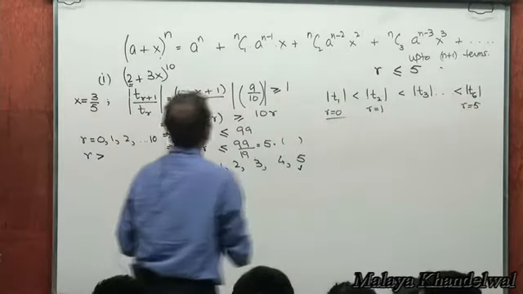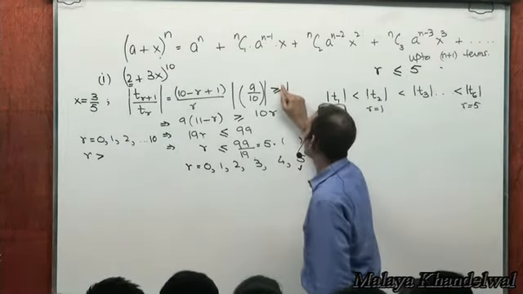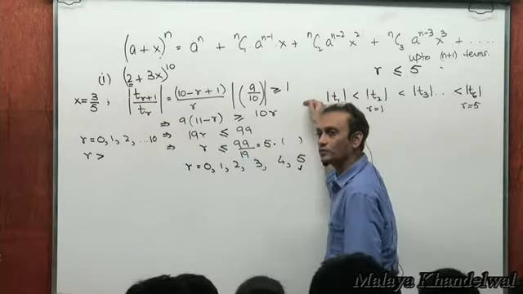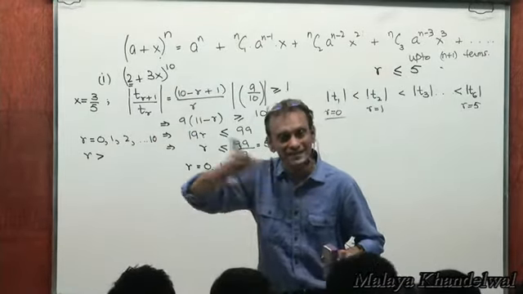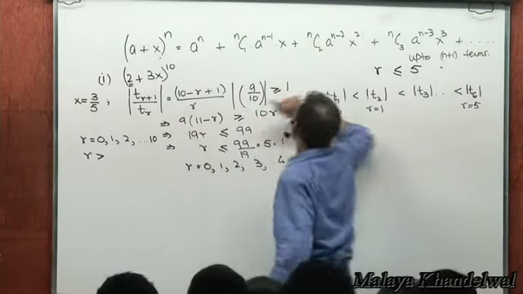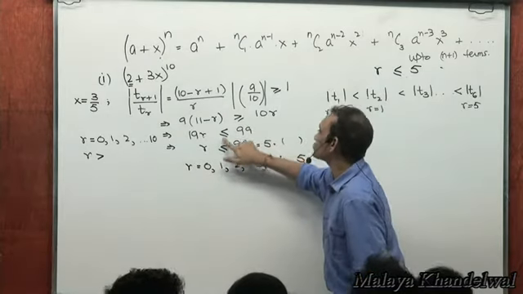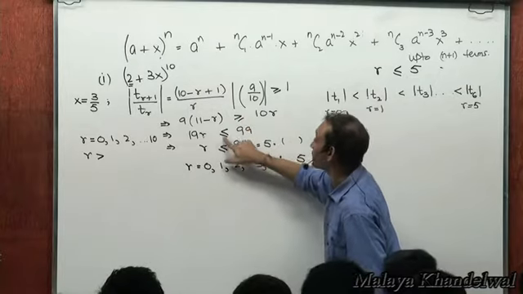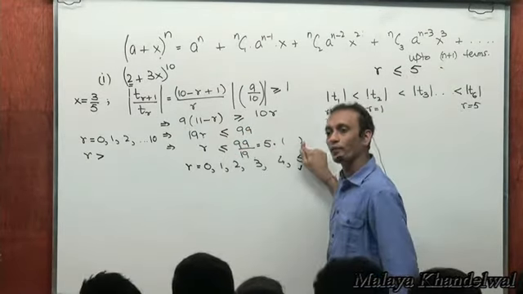See, if I had, say, next term less than the previous term, that means this would have been less than or equal to 1. So I'm trying to identify the range of r over which the sequence is decreasing. So next term by previous term would have been less than or equal to 1. This would have been less than or equal to 10r. This would have been greater than or equal to 99. This would have been r greater than or equal to 5 point something.